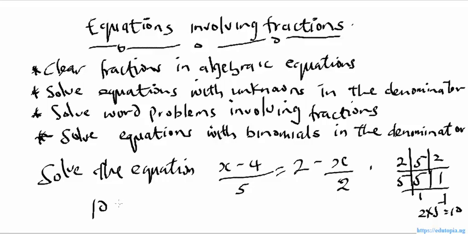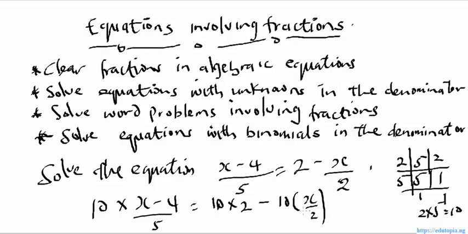So you say 10 multiplied by x minus 4 over 5 is equal to 10 multiplied by 2 minus 10 into x over 2. So this can also be bracketed, let's put it in brackets.